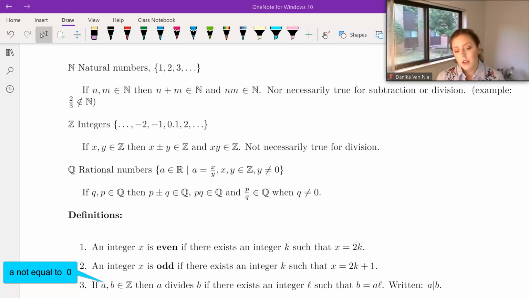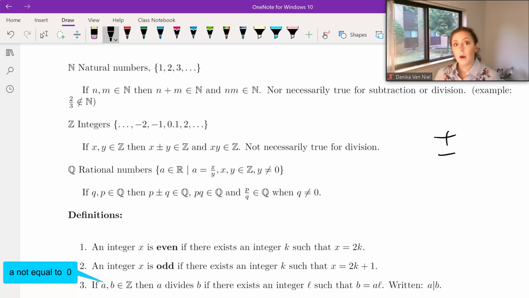The integers: for any 2 integers, their addition or their subtraction, that's what that plus-or-minus means. I don't know if you've ever seen that. So that means plus or minus, both options are in the integers. Multiplication is always in the integers, but not necessarily true for division, similarly to the natural numbers. But rational numbers, they're good with everything. As long as we're not dividing by 0, we're good. You can add, subtract, multiply, divide, as long as you're not dividing by 0.